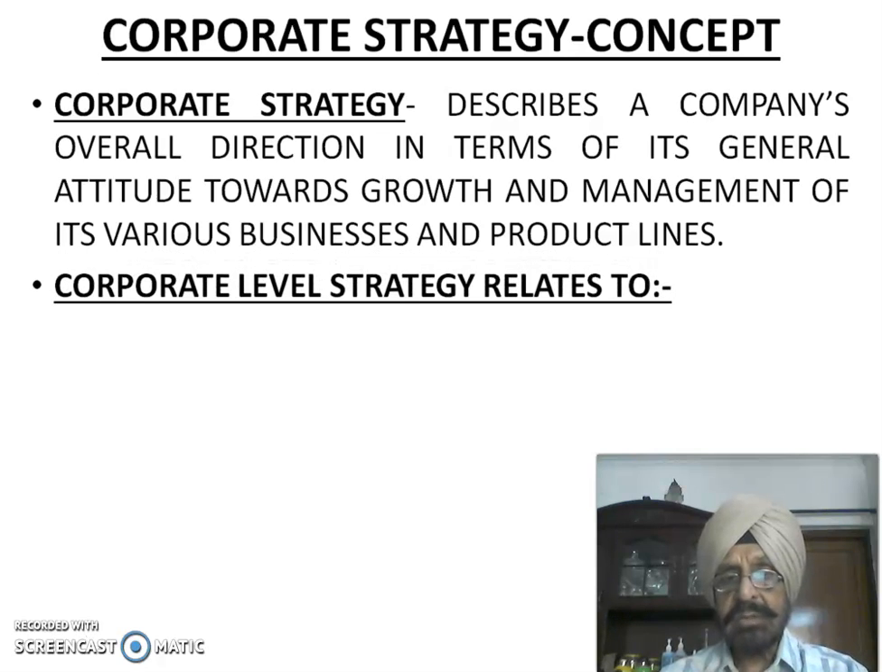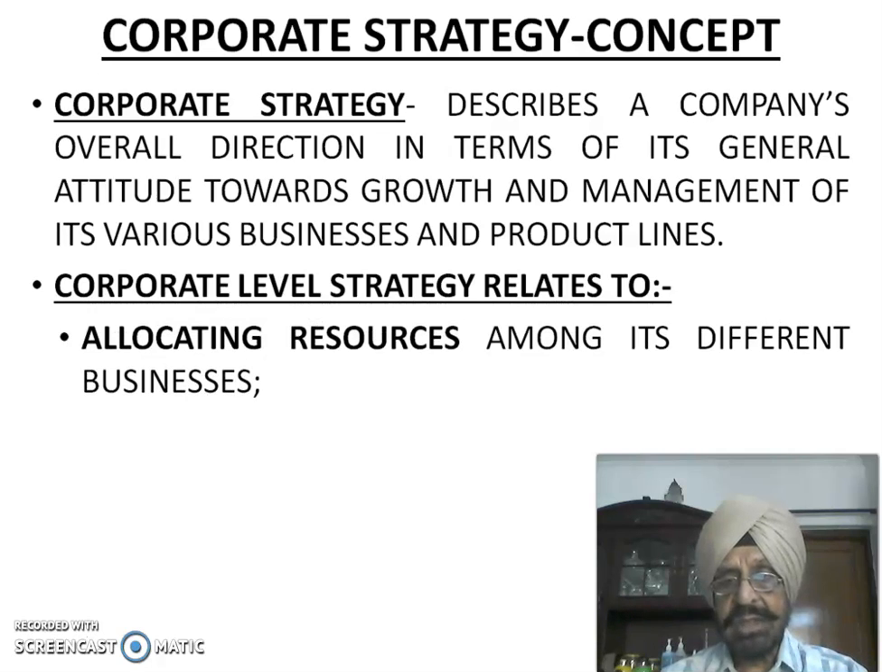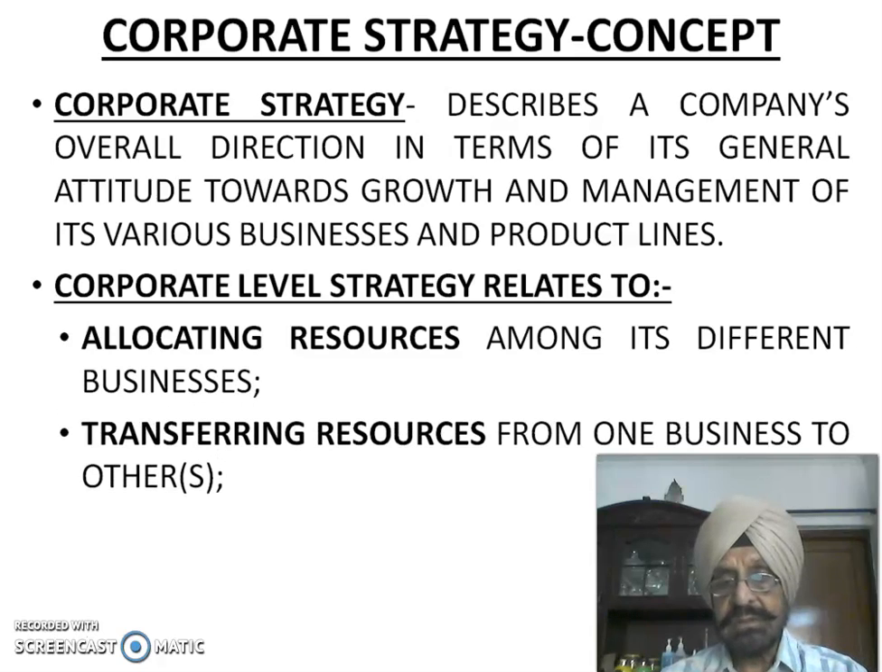Now let us see what the corporate strategy is relating to. There are 4 things that we will see in that. The first is allocating resources among its different businesses. Resources are in terms of money, material, machinery, manpower, etc. So how much of the resources is to be given to each of its businesses. Second, transferring of resources from one business to another. Wherever there is a greater requirement, we transfer it from where it is less required. That's what we say, transferring of resources from one business to the other.